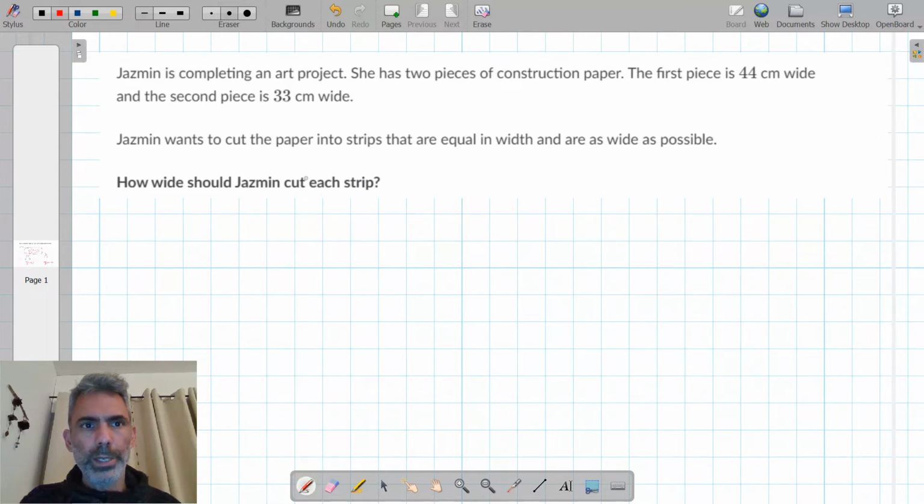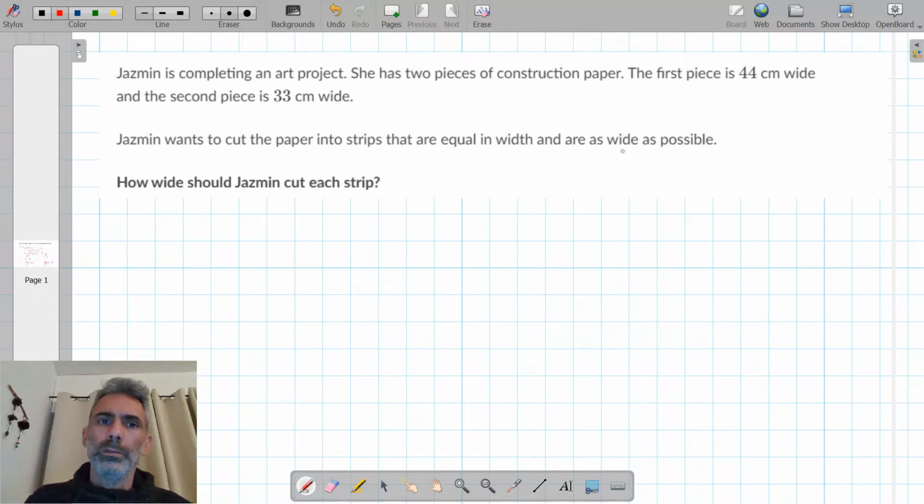Jasmine is completing an art project. She has two pieces of construction paper. The first piece is 44 centimeters wide, and the second piece is 33 centimeters wide. Jasmine wants to cut the paper into strips that are equal in width, that are as wide as possible.